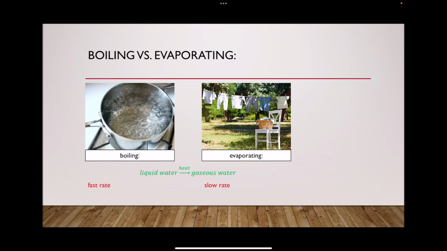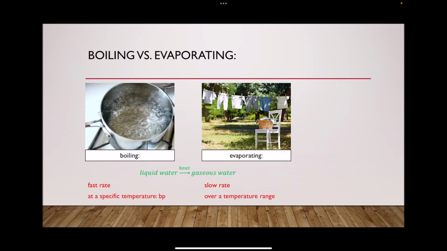The difference is that boiling occurs at a fast rate. So if you boil water for cooking, then this will take you maybe some minutes. But evaporating happens at a slow rate. If you dry your laundry, that usually doesn't happen within minutes, but rather within hours or days.